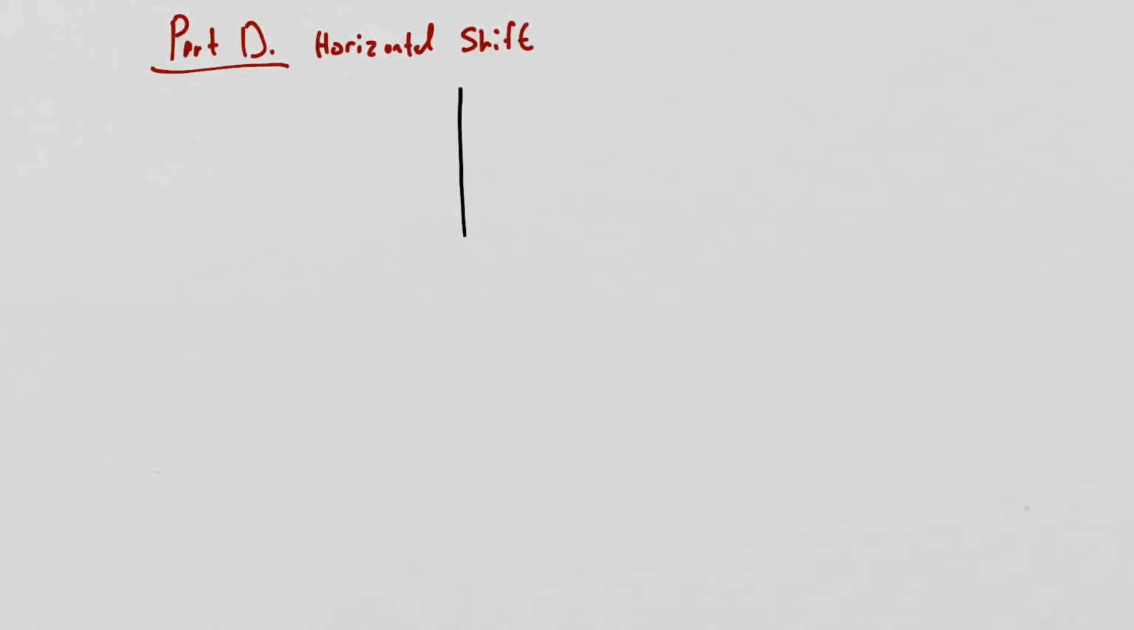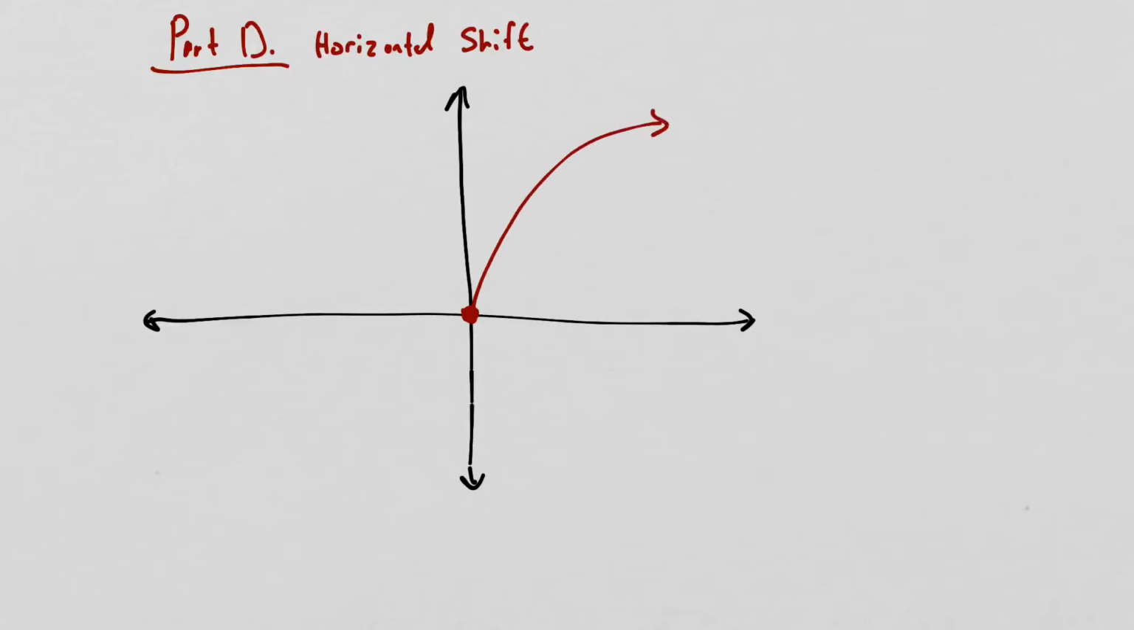Again, let's start off with our xy plane. Let's let this red graph be our f of x. Then, to apply a horizontal shift to our f of x graph, we're just going to move this entire graph either left or right. We'll go ahead and let this green graph be our horizontal shift to the right.